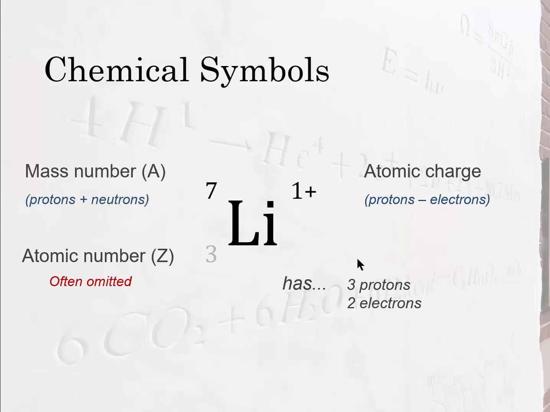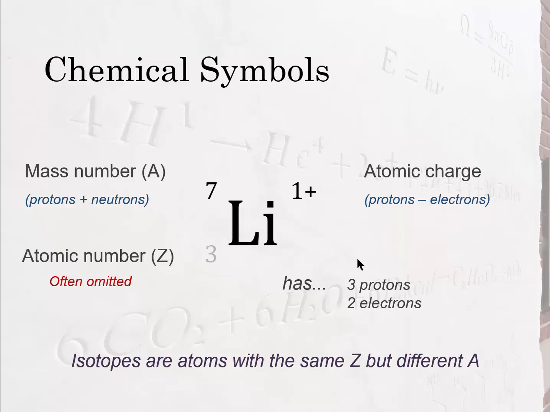The final piece of information is the mass number, which is the sum of protons and neutrons. Most elements have several possible mass numbers, which we call isotopes. Isotopes are atoms with the same atomic number but different mass numbers. This example is lithium-7, which means it has 4 neutrons to go with its 3 protons.